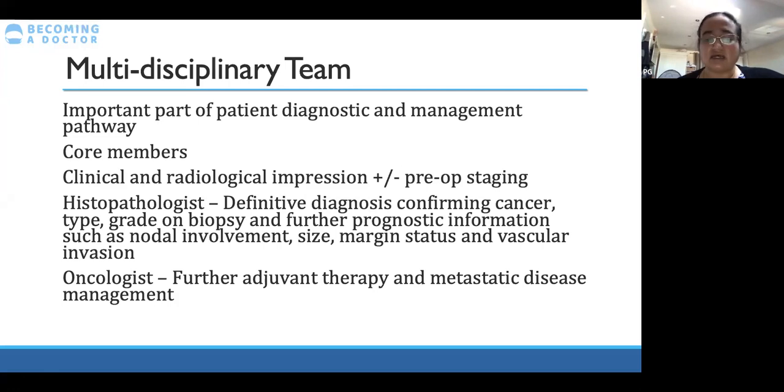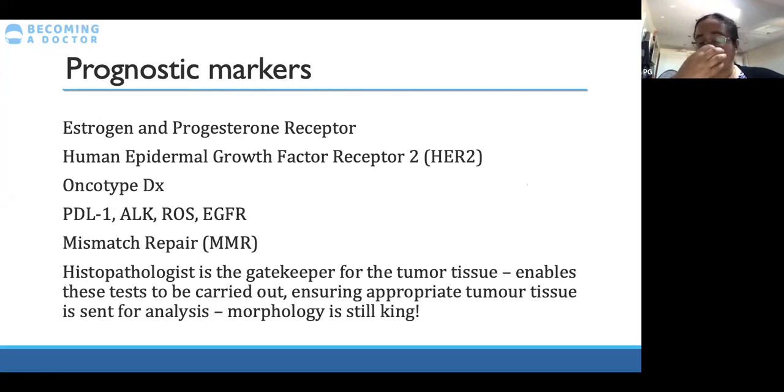that information is there. And we also help to give prognostic information such as estrogen receptor and progesterone receptor and HER2 and various other prognostic tests. So Oncotype DX is a molecular test for breast cancer, PD-L1 and ALK are all used for predominantly lung cancer, and mismatch repair is used for colorectal cancer, plus others. So yeah, I would just emphasize what I've said earlier about being the gatekeeper.